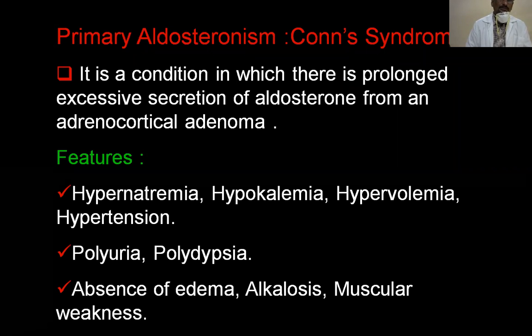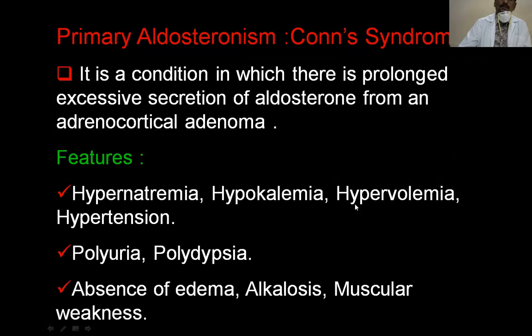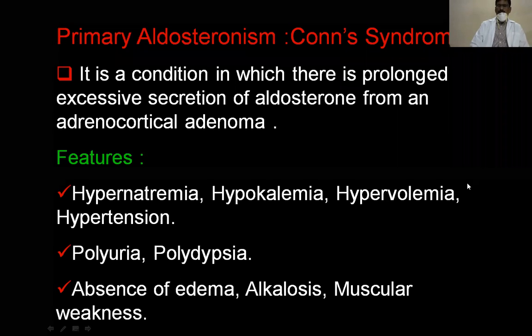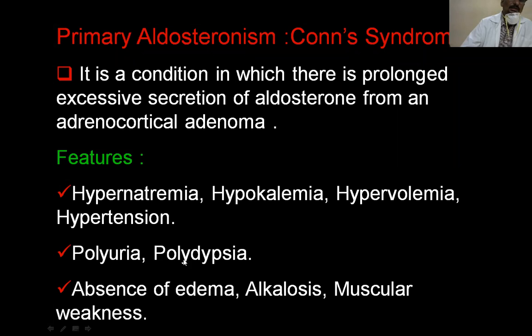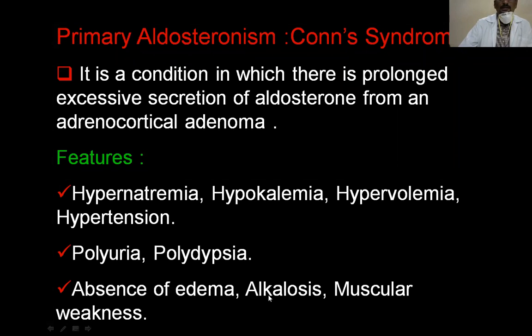Due to hypertension, the blood pressure will be more, and there will be polyuria and polydipsia. There will be increased urine formation due to the increase in volume and pressure; diuresis will be there. As said, to compensate for that, there is an increased aldosterone level which causes polydipsia. So to compensate the volume, there will be polydipsia, and there will be absence of edema.